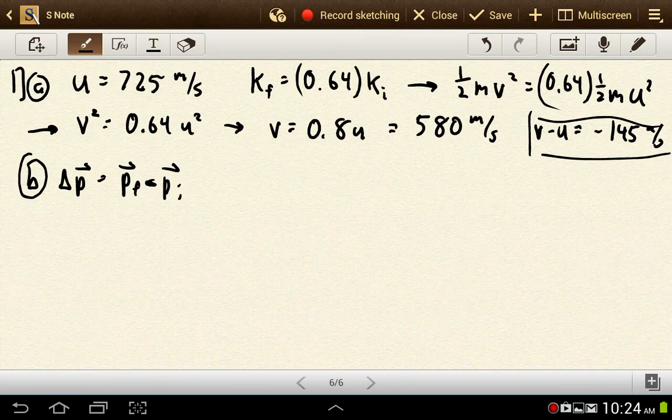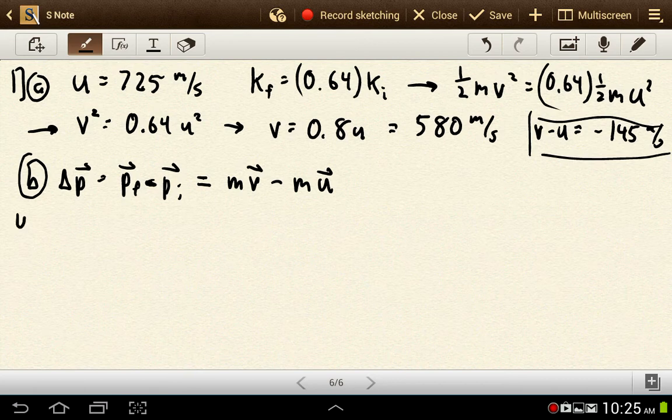So, the bullet's final momentum is mv, and the initial momentum is mu, and these are vectors now, so these are velocity vectors, not just the speeds we had in part A. So we've got to figure out what those are, actually, right?